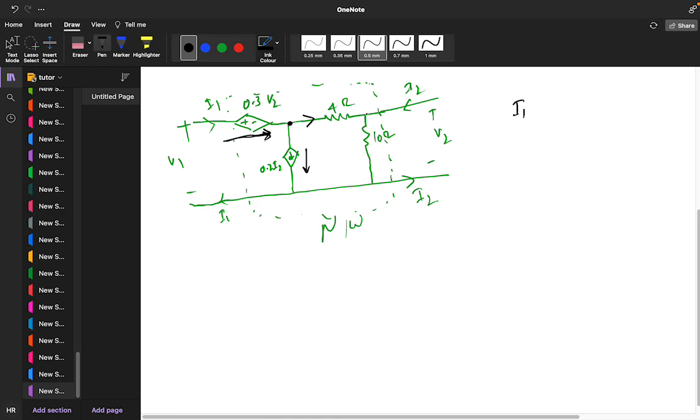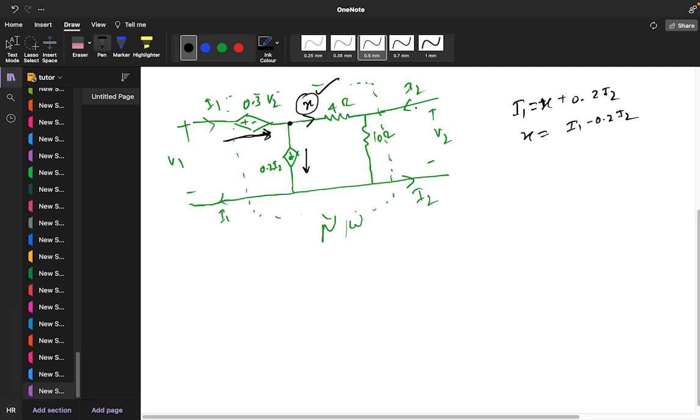What is the leaving current? This is X, which you are assuming. So two leaving currents are there: X plus 0.2 I2. The value of X will be I1 minus 0.2 I2. So this branch current you understood.